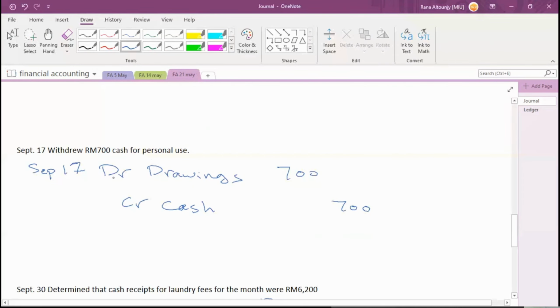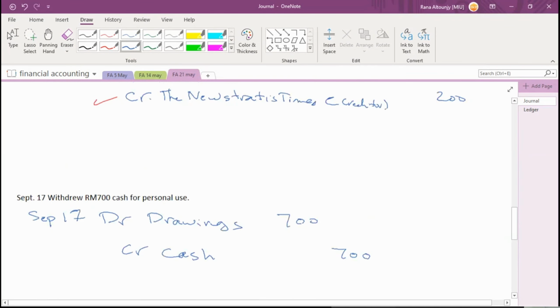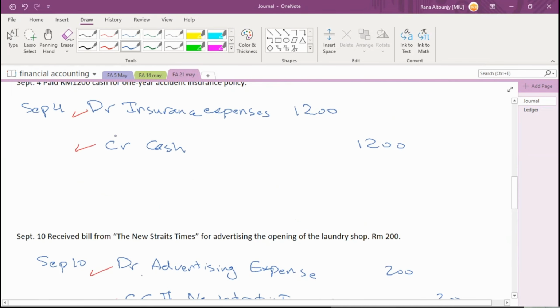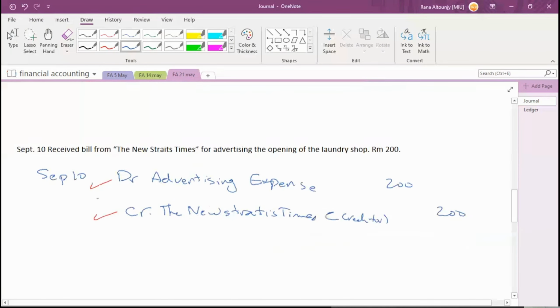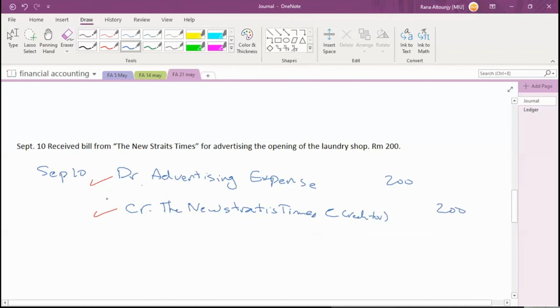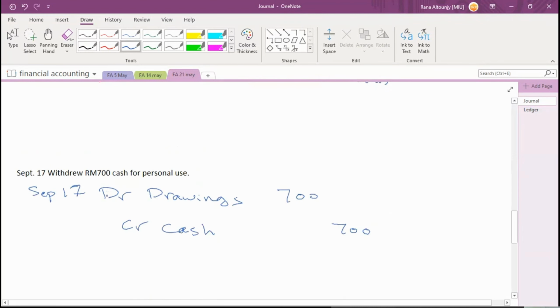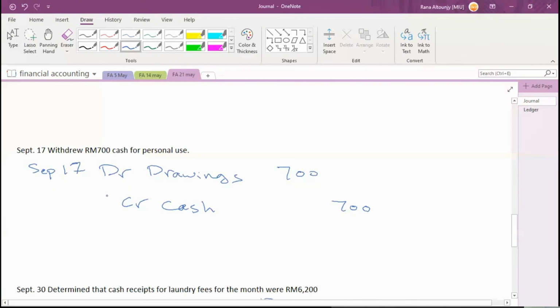Then we need to post this transaction. If you notice, when I'm transferring any side, I'm just putting a red sign or a tick next to it, just to know that I already transferred it, because we need to make sure to transfer all our transactions. So this one, September 17, debit drawings.